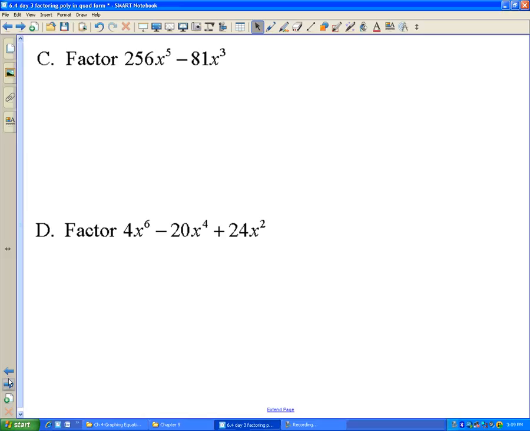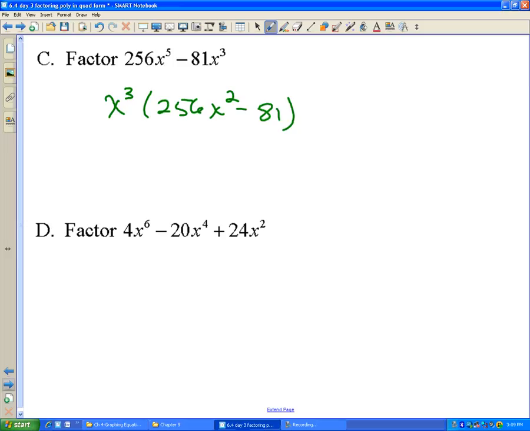Letter C, 256x to the fifth minus 81. 256 is a perfect square. 81 is a perfect square. What's the problem? Well, x to the fifth and x to the third are not perfect squares. So I need to ask, what's my greatest common factor? x to the third times 256x squared minus 81.